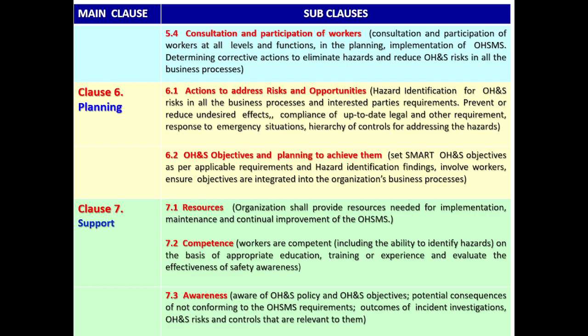7.3 focuses on awareness. Ensure all employees are aware of the organization's occupational safety policy, occupational safety objectives and targets, potential consequences of not conforming to the occupational safety management system requirements, outcomes of incident investigation, and occupational safety risks and controls that are relevant to them.